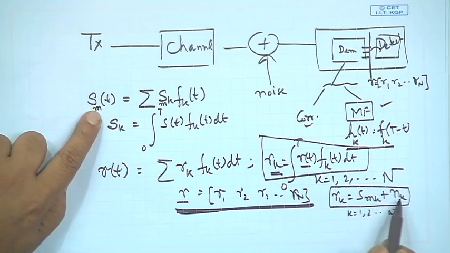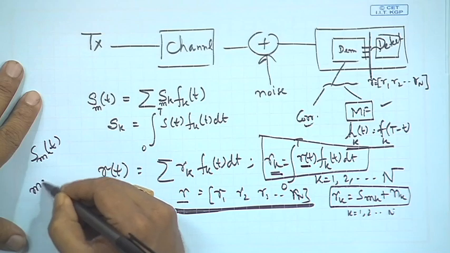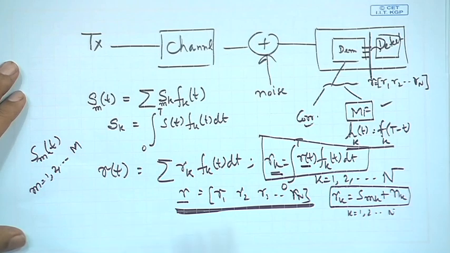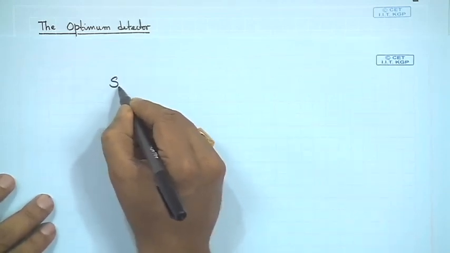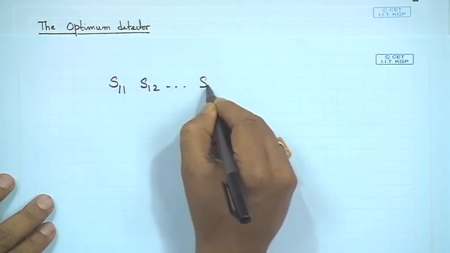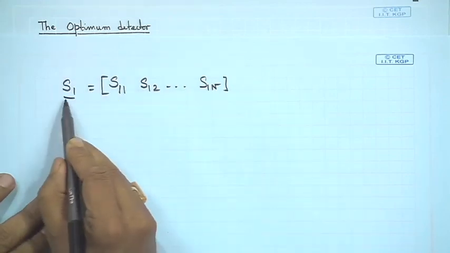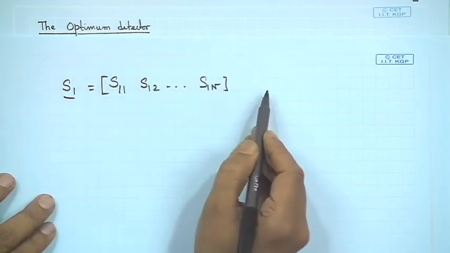So, there is a decision making process, because we have several Sm(t), where m is equal to 1, 2 up to capital M. Given this set, you have to choose the value of m that was sent. I will do it once again in a slightly better way. We have S11, S12 up to S1N. This is the vector S1, that is the signal S1. I can construct S1(t) by a linear weighted combination of these components along with its basis functions.